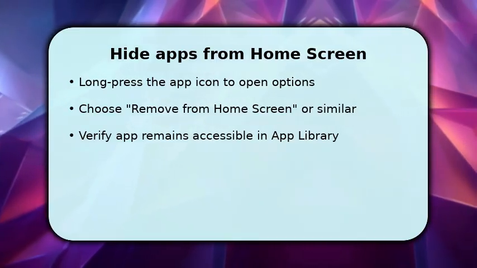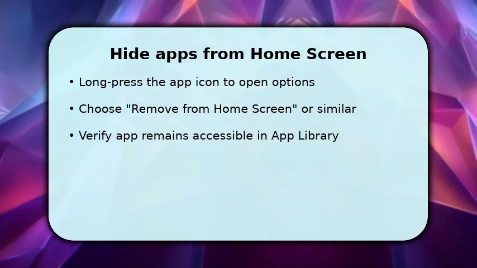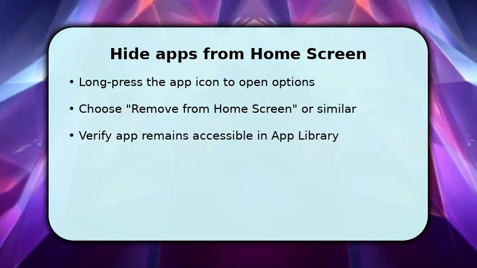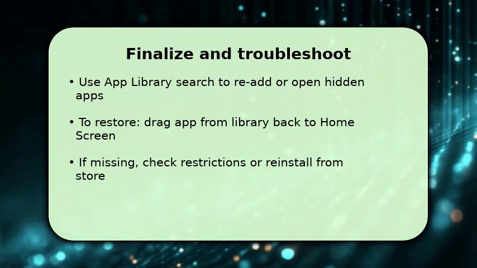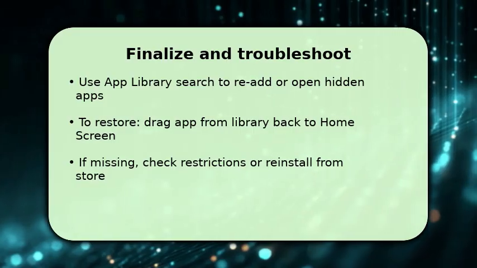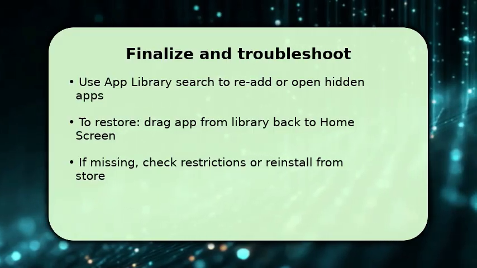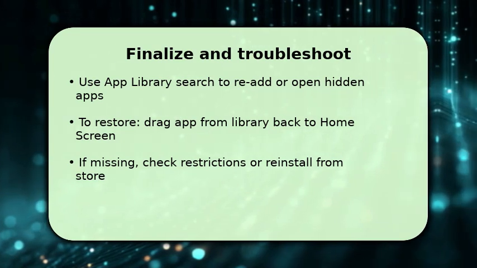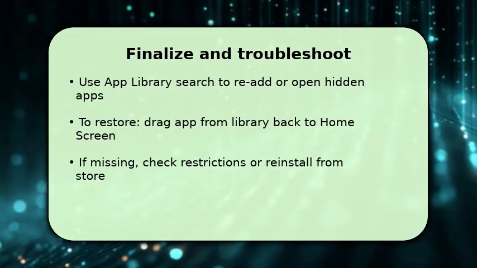If you prefer multiple apps hidden, repeat quickly using multi-select gestures when available to speed up the process. You finish by organizing any remaining apps and testing access. Use the app library search to open hidden apps and ensure workflows aren't broken. If you want an app back, press and drag it from the library to your home screen.